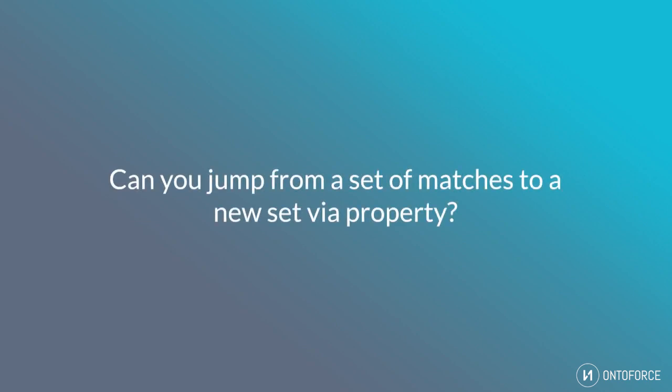The question is, can you jump from a set of matches to a new set via property? Via property? Yeah. So I think you mean, if you have a list of genes, for example, or a list of proteins, can you jump to another set or make direct overlaps? Not if you do not load this as a data source. This is a feature which will come in the next version of Discover, so that you're able to load lists of genes and compare lists of genes amongst each other, and compare them with the existing data. I think that's a question going in that direction. So this is a feature that will come.